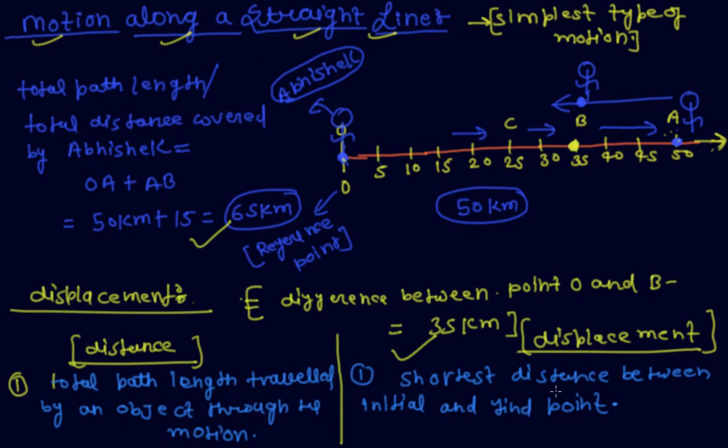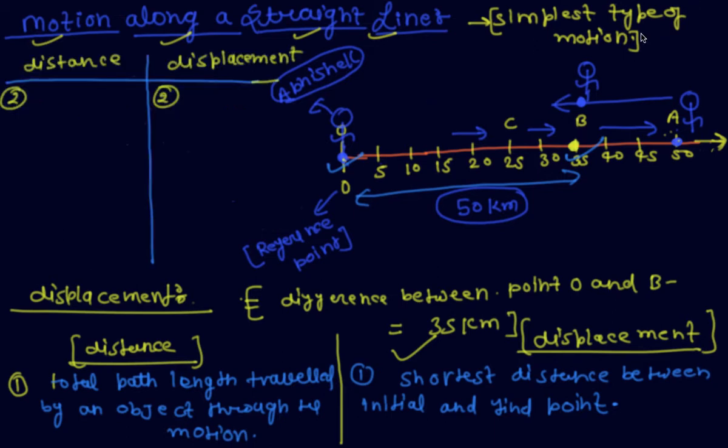So if you observe how to find displacement, I just find the difference, or the shortest distance, between the initial point O and the final point B. So this is 35 kilometer. So displacement is the shortest distance between the initial and final point. Now we discuss some more points.